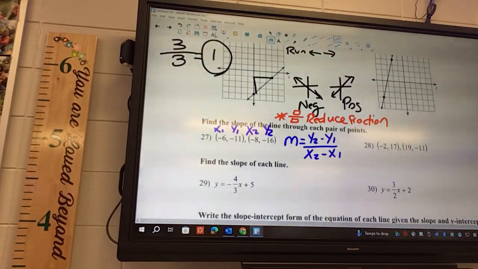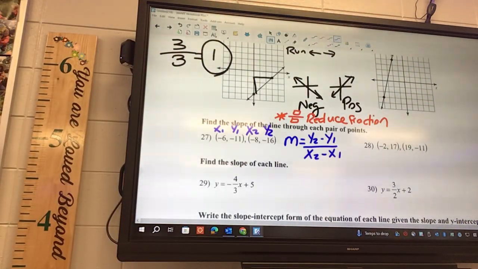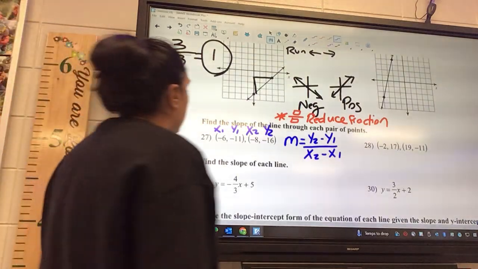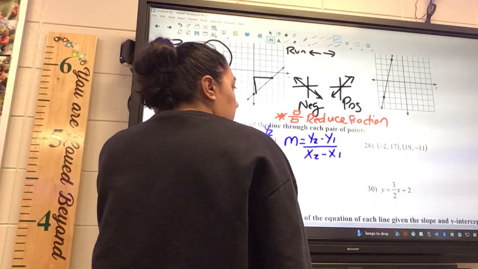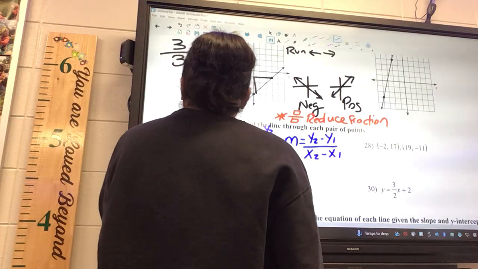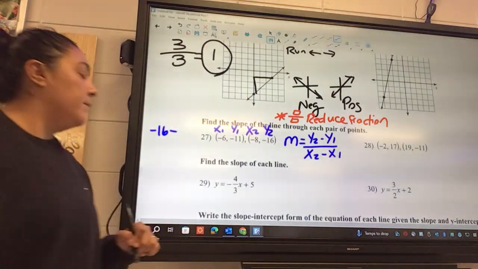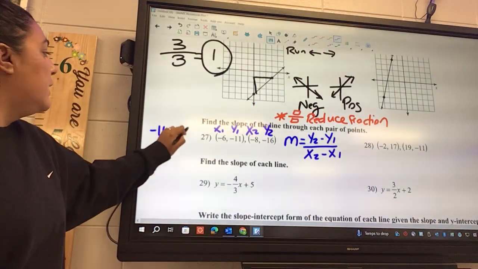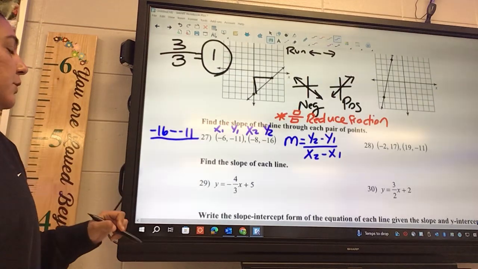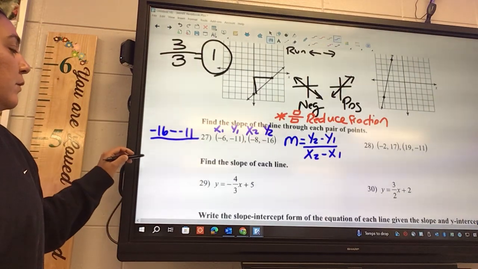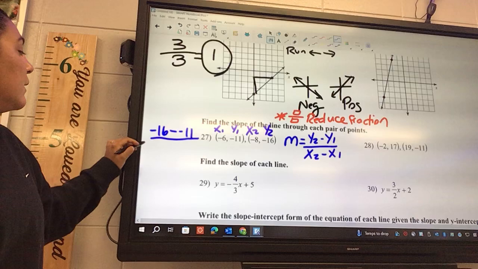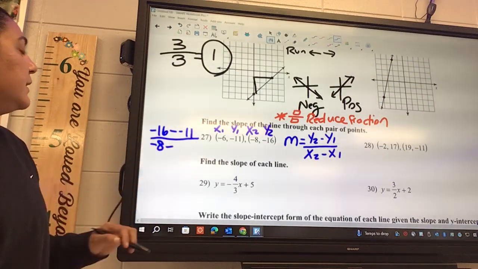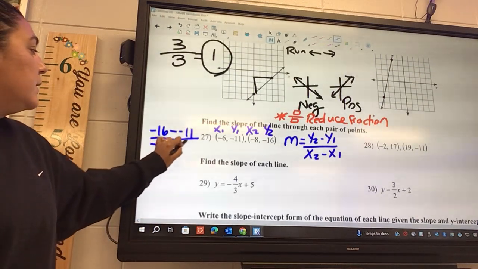What is my current y2? What did I call it? What's y2? Negative 16 minus y1, negative 11. Negative 11 over x2. What's my x2? Negative 8. Negative 8 minus x1, negative 6.